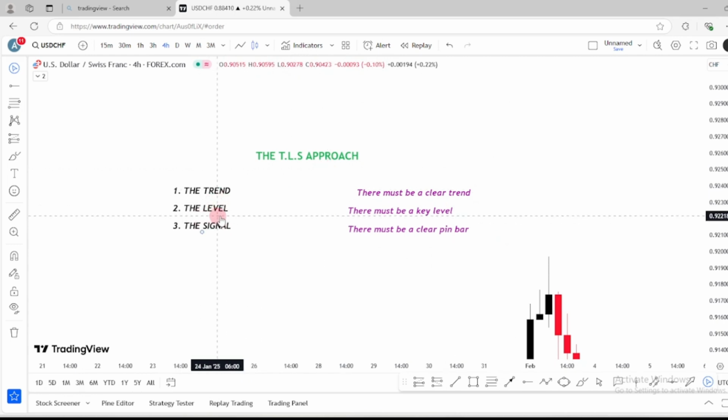There should be a clear level that we are expected to take the trade on, and there should be a clear signal. That is the pin bar signal. So let me show you some examples.